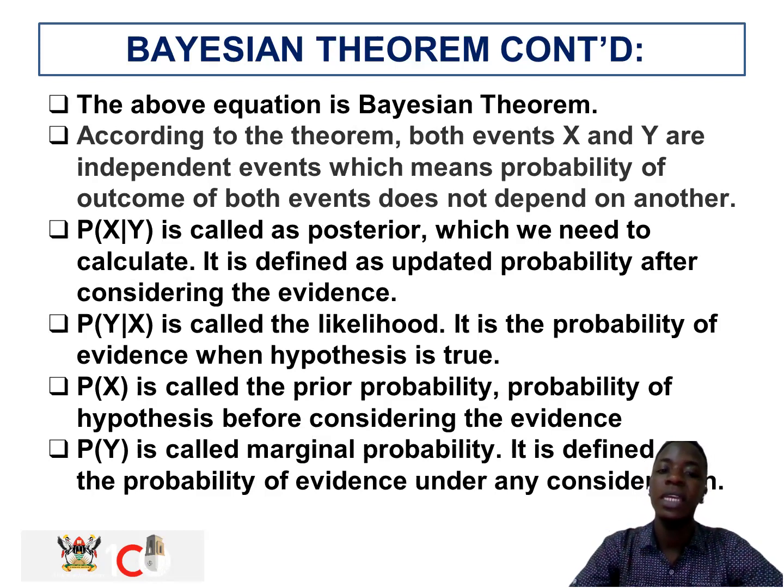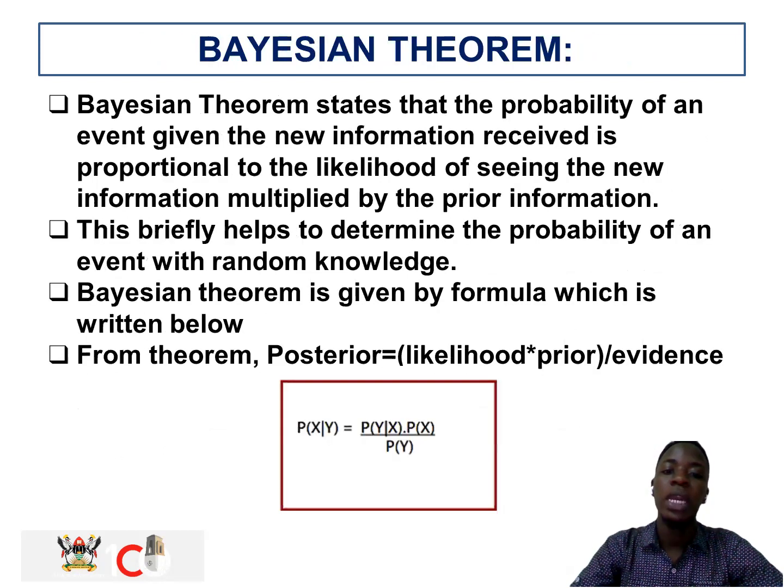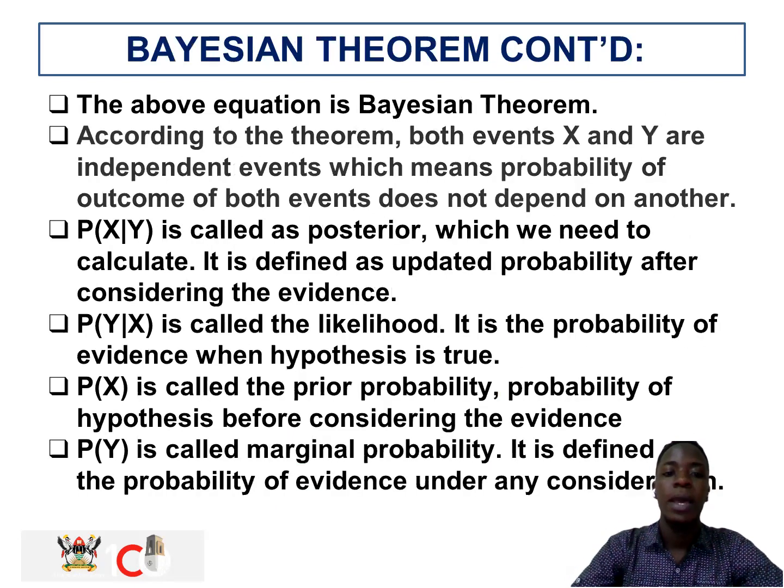The probability of y given x is called the likelihood. It is the probability of the evidence given that the hypothesis is true. By the way, the probability of x given y can also be called the hypothesis in this theory. And then the probability of x is called the prior probability, and the probability of y is called the marginal probability.